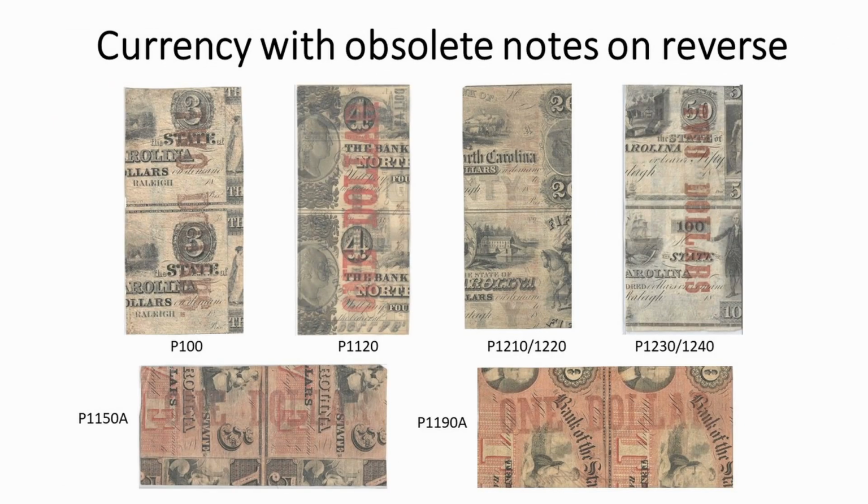Here are some $1 and $2 notes that ended up with portions of obsolete notes on the reverse. Note the overprints of $1 and $2. Their Pinnell numbers are as noted.